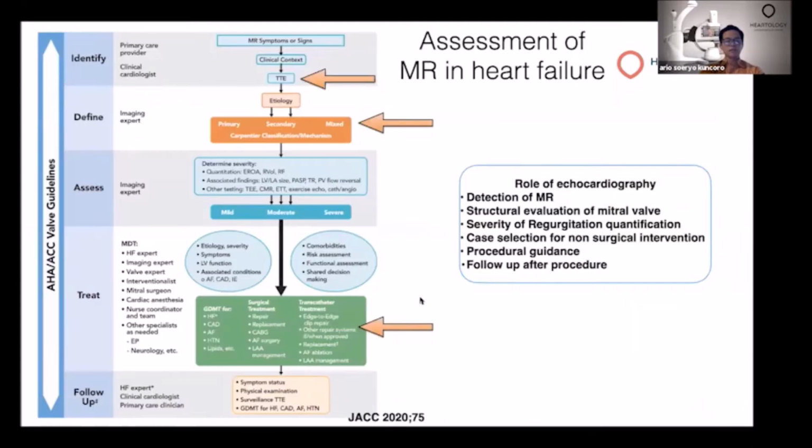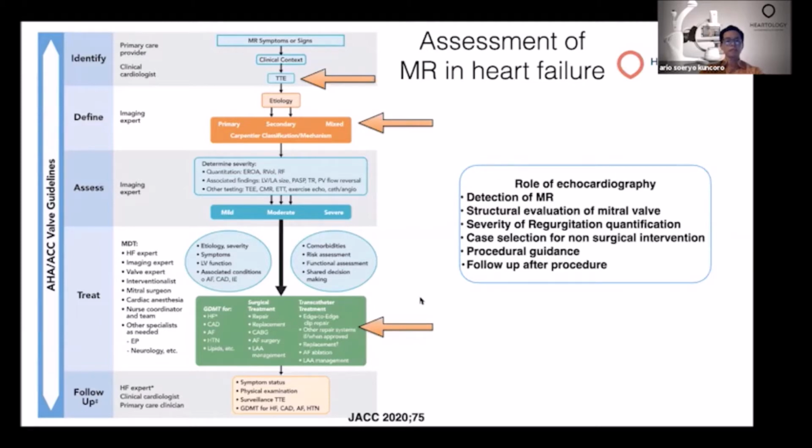And I have to mention the assessment of mitral regurgitation in patients with heart failure, because it's also very important. We all know that heart failure is sometimes primarily caused by mitral regurgitation, but the mitral regurgitation can also occur secondary to left ventricle remodeling, and that is what we call secondary mitral regurgitation. As you can see here, there's the complete workup of the mitral regurgitation.